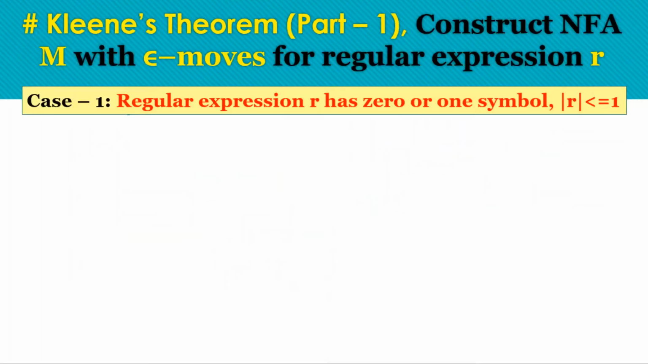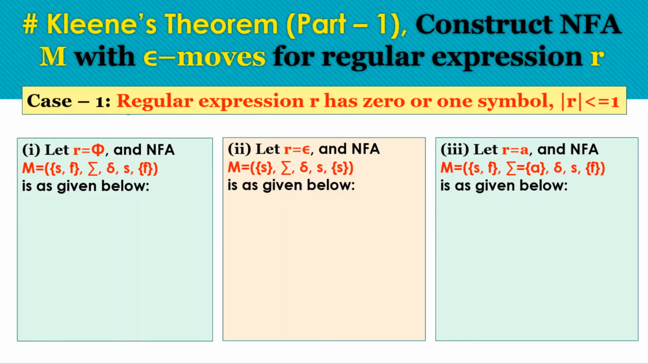So starting with case 1, where the length of the regular expression is 0 or 1 symbol, meaning we have either phi, or null, or a single input symbol. These three cases are covered under case 1 of regular expression. Now we have to construct a machine.